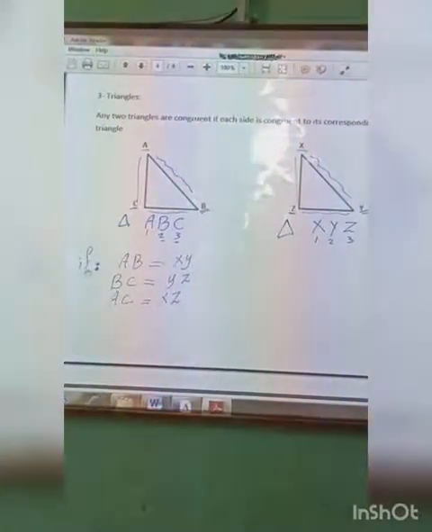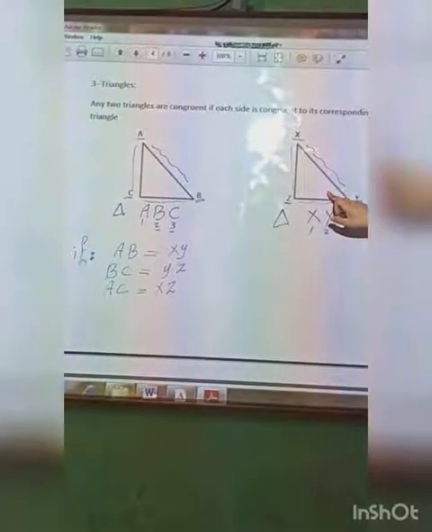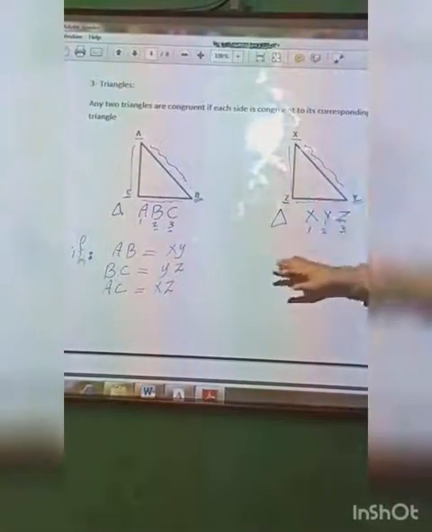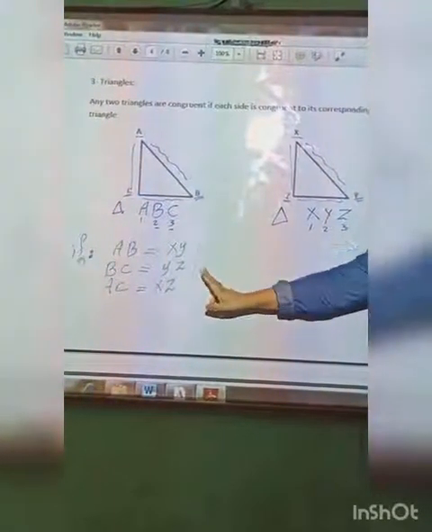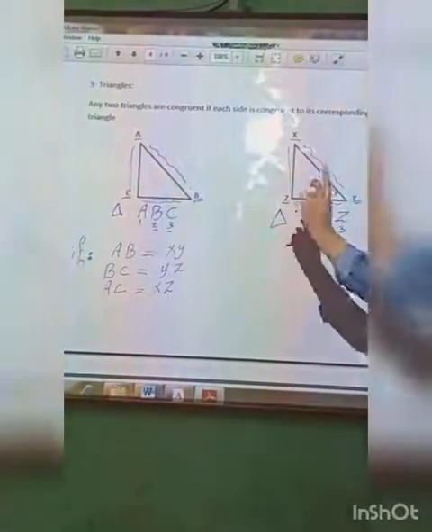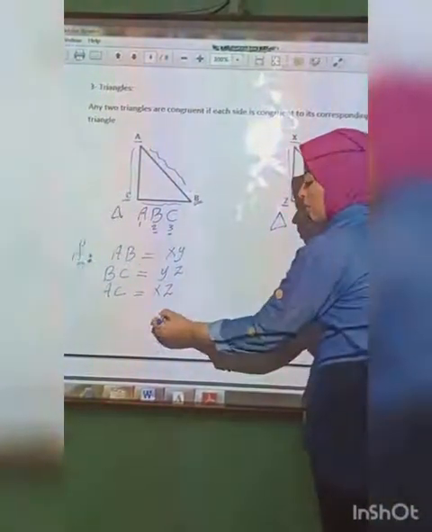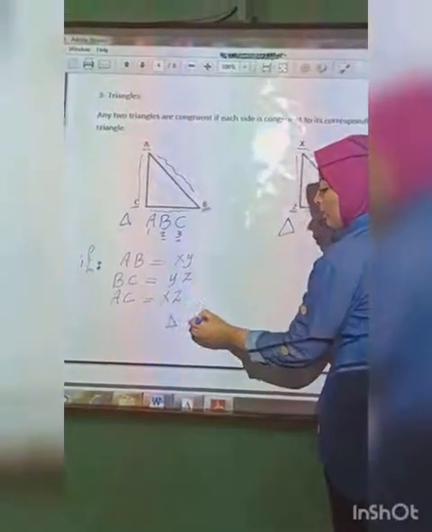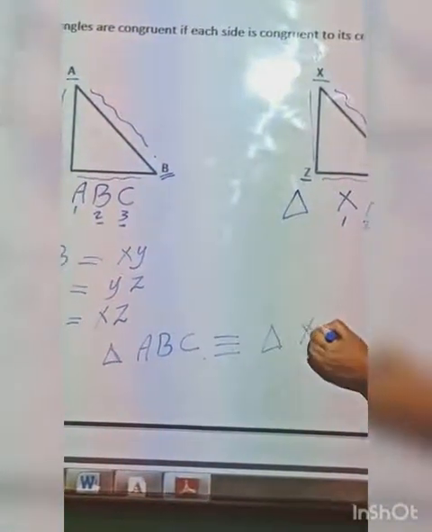Now I have all the sides here equal to the corresponding sides in the other polygon. I don't need to prove the equality of the angles because in the triangles, if we have the three sides equal, it leads to the angles being equal. So I can say that the triangle A, B, C is congruent to the triangle X, Y, Z. Now open your booklet page 34.